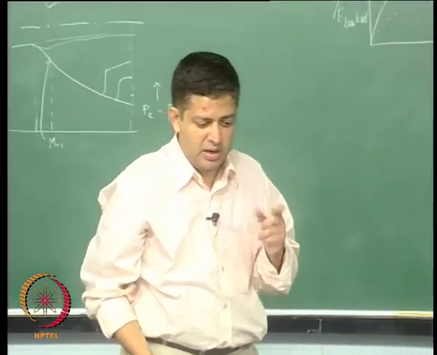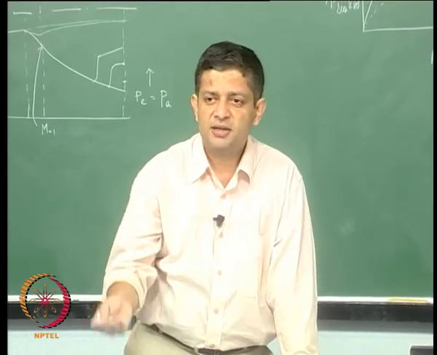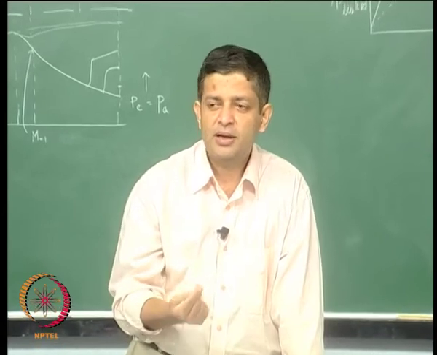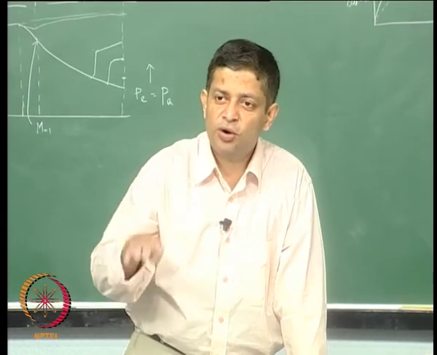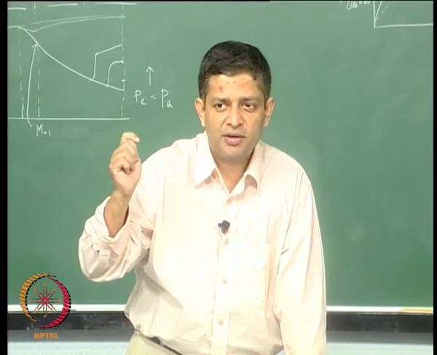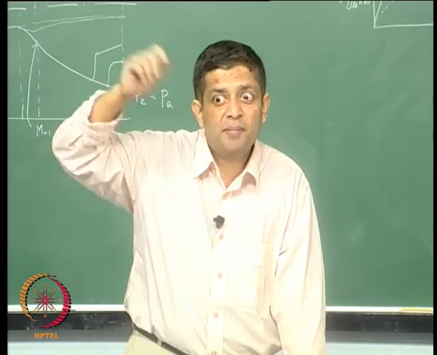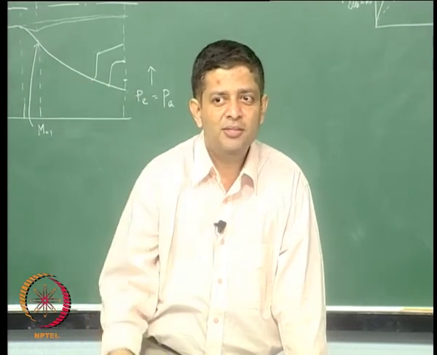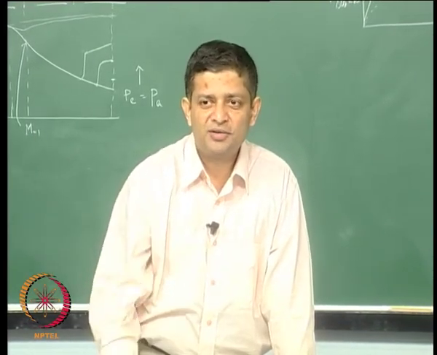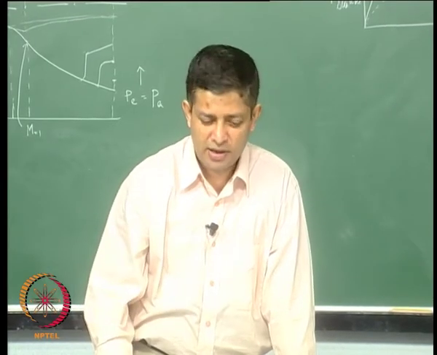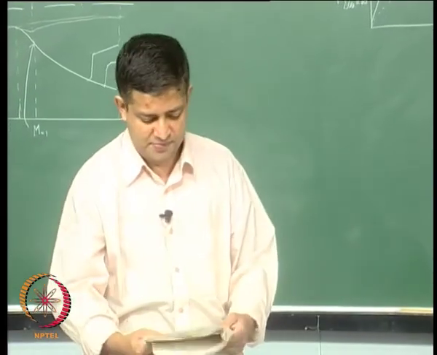Also if you look at PSLV, PSLV has 6 strap-on motors. They do not switch on all the 6 of them at ground level, they will switch on 4 of them at ground level and 2 of them at higher altitude. The reason being, if you switch it on at a higher altitude, then you can have the nozzle adapted to a higher altitude and therefore it will perform better. So that is in some sense some kind of multi-staging that is done in PSLV. So such things are possible in order to get a slightly better performance.